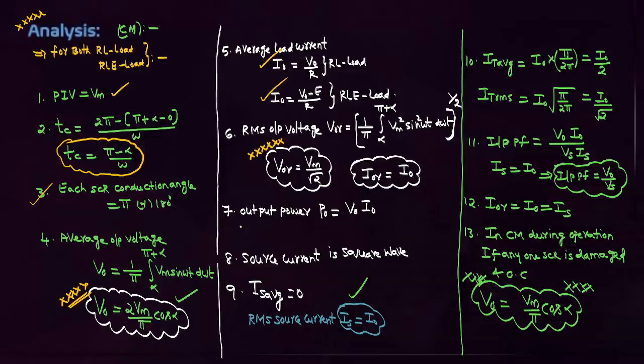Then what is the output power? Output power equals V0 into I0. In continuous mode, you have to take the average values. What is the RMS output current, students? In continuous mode of operation, I0 RMS is equal to I0 only.